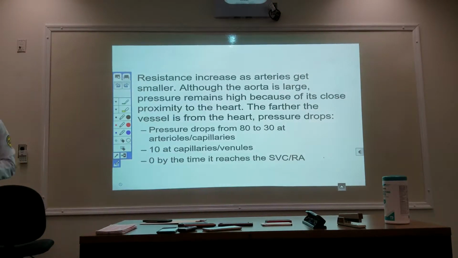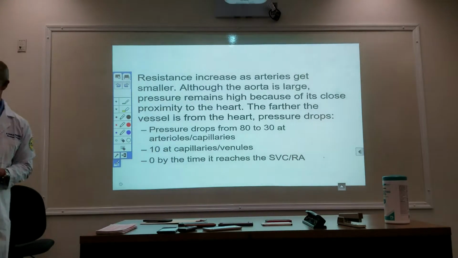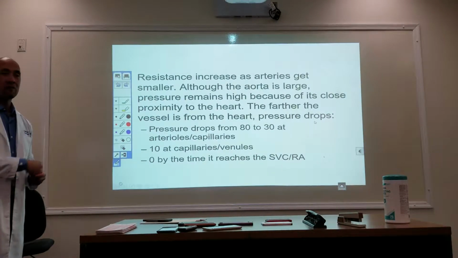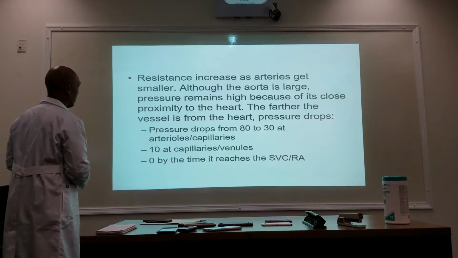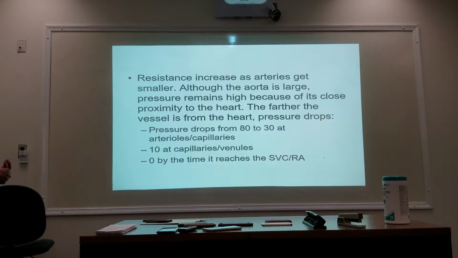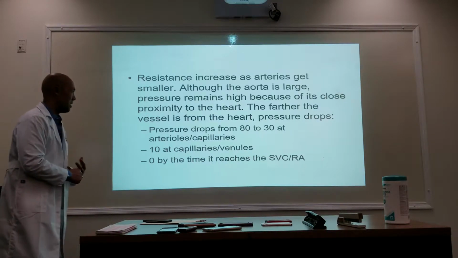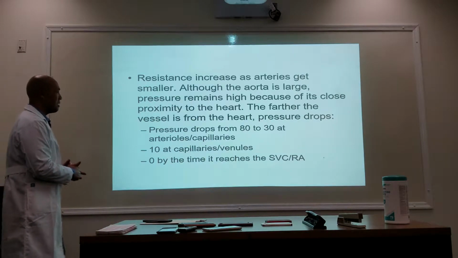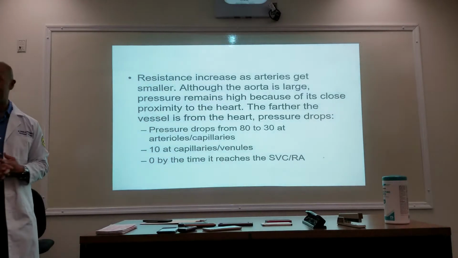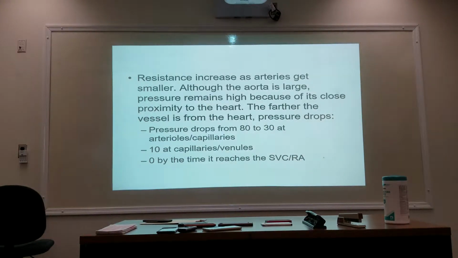Resistance increases as arteries get smaller. And we say they get smaller the further that they are away from the heart. So although the aorta is large, pressure remains high because of its close proximity to the heart. The farther the vessel is from the heart, pressure starts to drop. Pressure drops from 80 to 30 at arterioles, and then 10 at the capillaries and venules. And by the time it reaches the vena cava and the right atrium, it is 0 pressure.